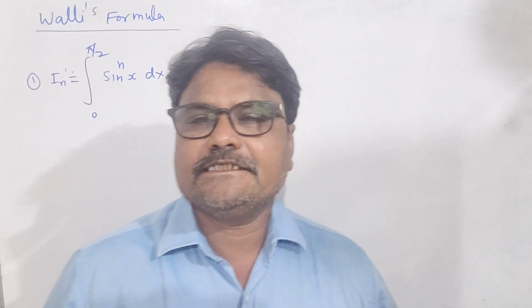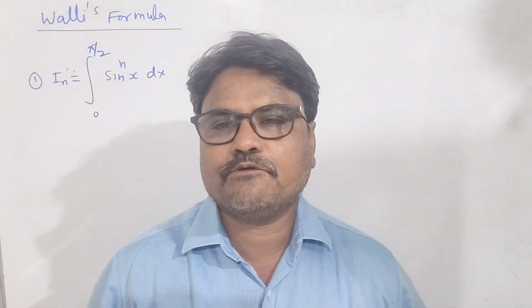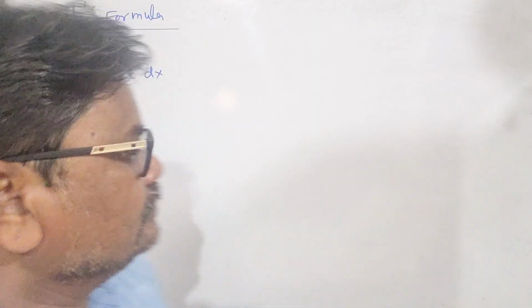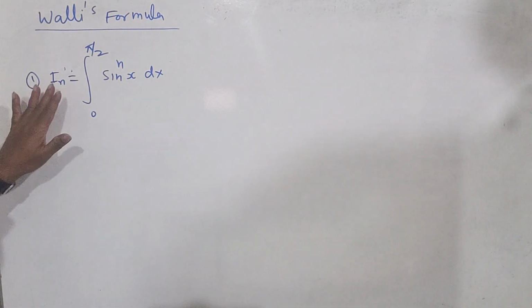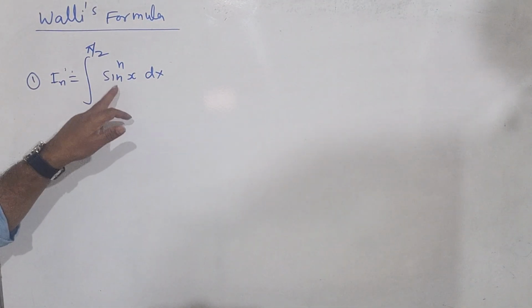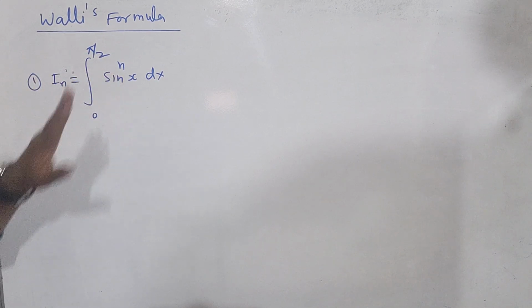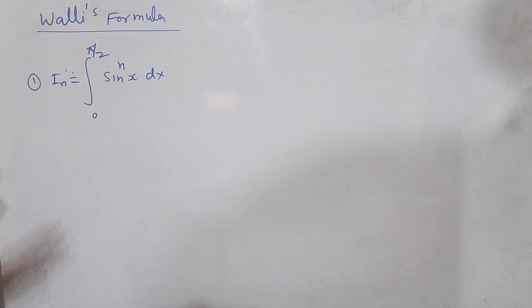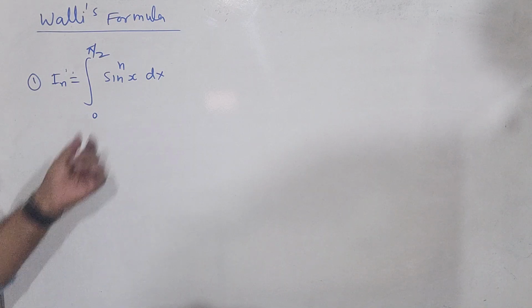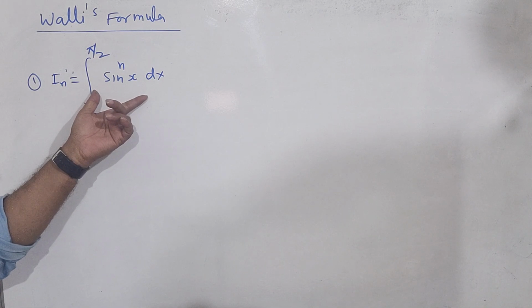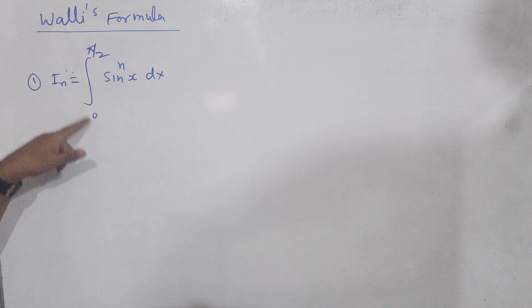Hello everyone. In this video we will see a Wallis formula in definite integration. So this is In equal to integration of sin to the power n x dx, and the limit is 0 to pi by 2. n is a natural number. So the Wallis formula is applicable for the trigonometric function sine, and the limit is 0 to pi by 2.